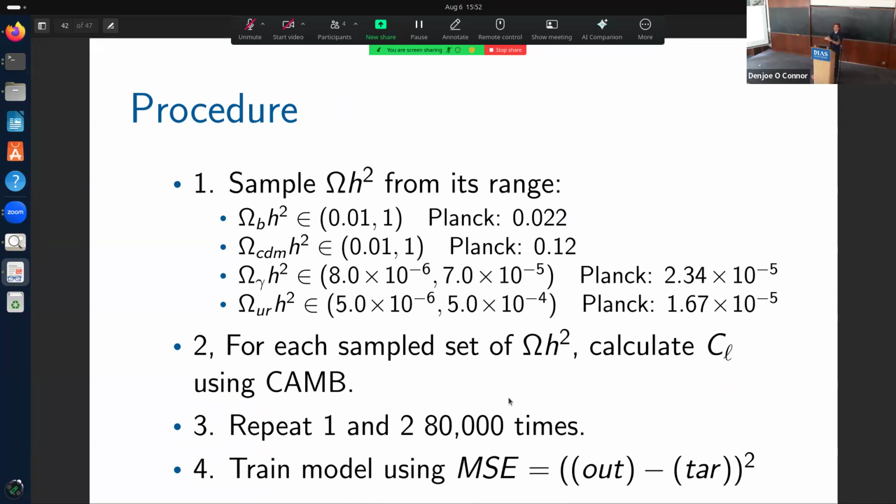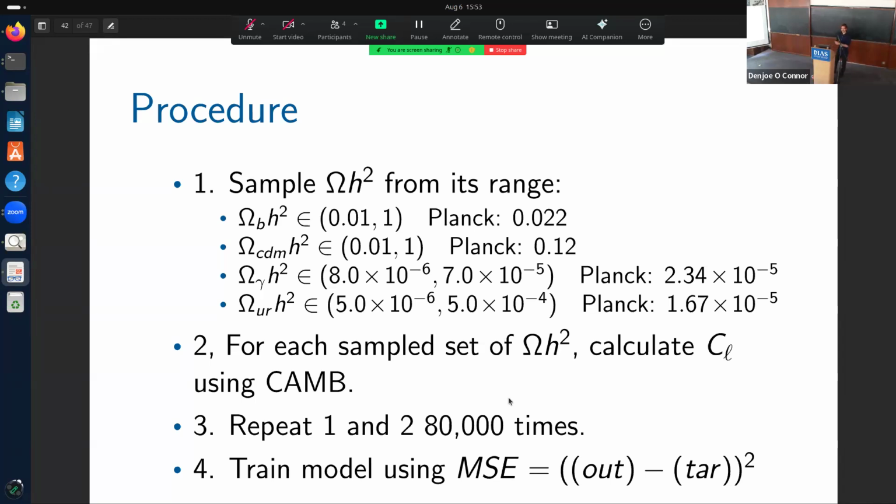Again, if you want more details about this process, feel free to ask. But this is our algorithm that we're basically going to run. We're going to sample one of these omegas. ħ here is the reduced Planck constant. This is how we usually express the omegas. We're going to sample omegas randomly from this set of ranges. And then we're going to calculate its power spectrum.